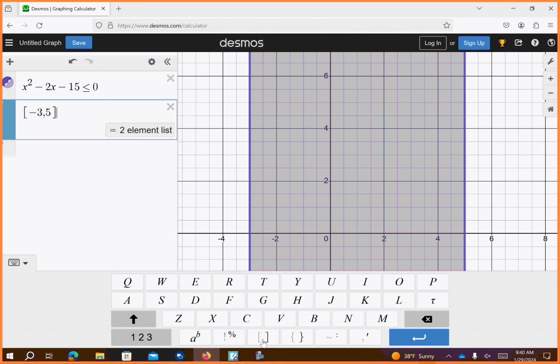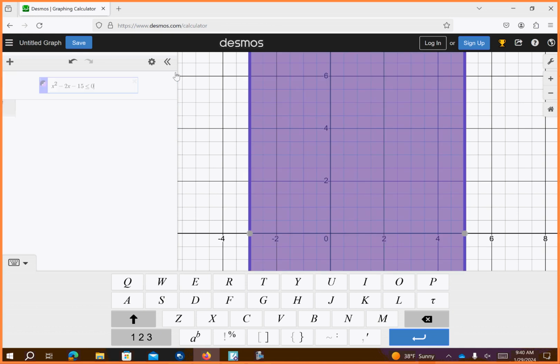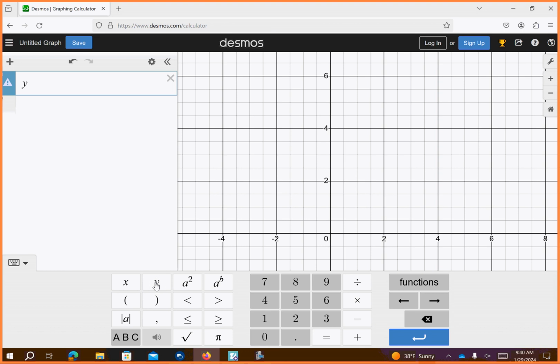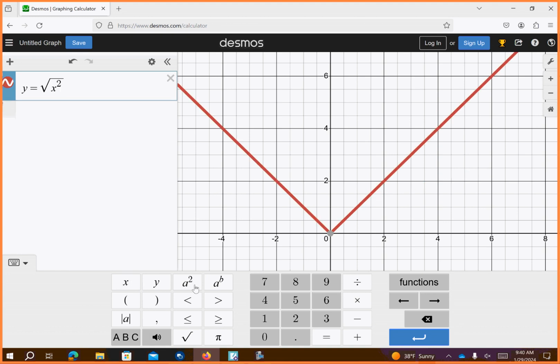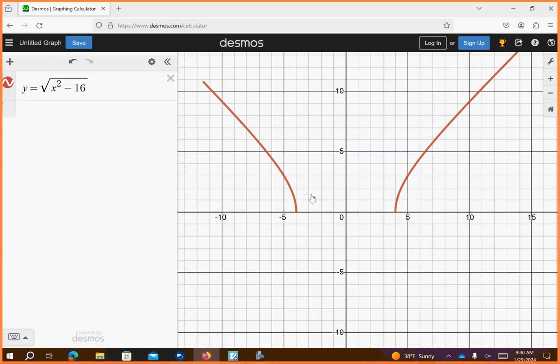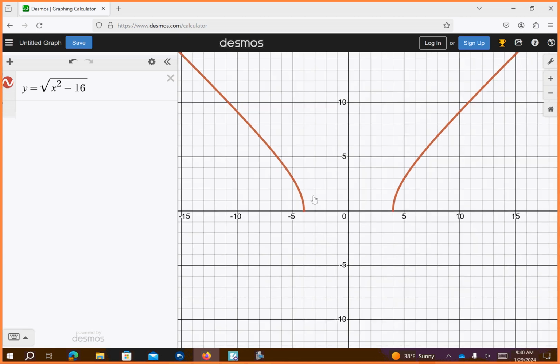All right. So for number 5, we want to know what the domain is. So I'm just going to go y equals square root of x squared minus 16. Okay, kind of a wild looking graph. It's not continuous. Do you agree with that term? I'd have to pick my pencil up to draw each side.